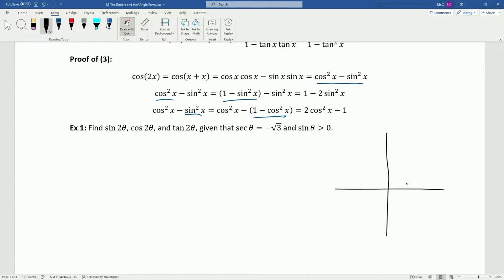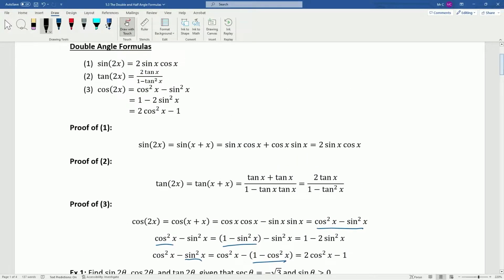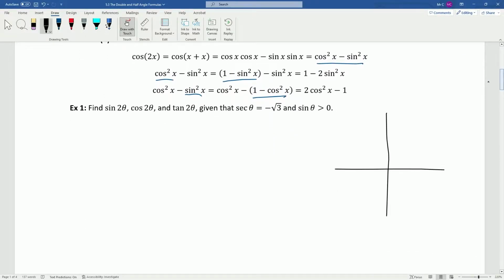So the first thing I have to keep in mind is, in order to do this, I need to know all of the values for sine of x, or in this case theta, sine of theta, cosine of theta, and tangent of theta to apply my formulas. So I'm going to take my information about secant of theta and use that to draw my triangle and figure out the rest. So first of all, secant of theta is 1 over cosine of theta. So that means cosine of theta is negative 1 over root 3.